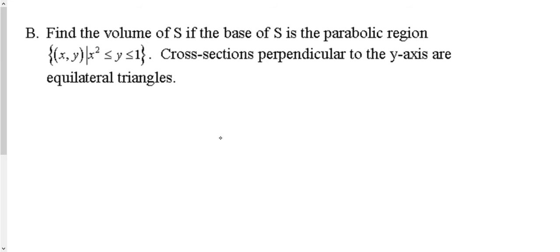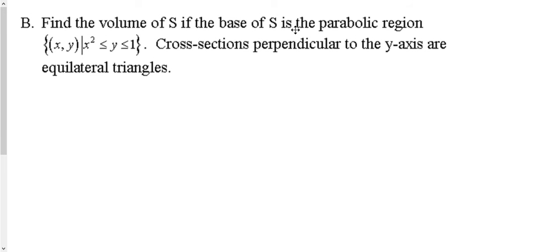Let's find the volume of S, if the base of S is this parabolic region, and now they're giving us some set notation. They're saying it's the set of points such that x squared is less than or equal to y, which is less than or equal to 1. And this time cross sections perpendicular to the y-axis are equilateral triangles. All right, so we're going perpendicular to the y-axis. As soon as I see that, I know I want to do everything in terms of y.